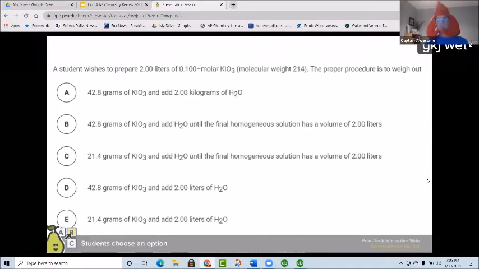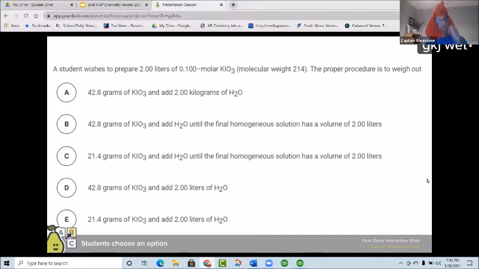The other thing I want you to notice is the questions are set up to where the answer is either 42.8 or 21.4. So really the first thing you need to do is the math. And once you do the math, then you can go, okay, now which one of the 42.8 or which one of the 21.4 comes into it?